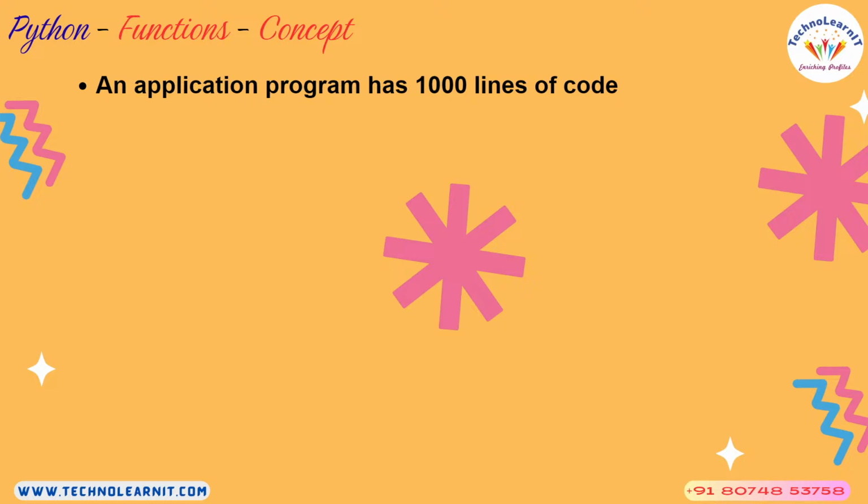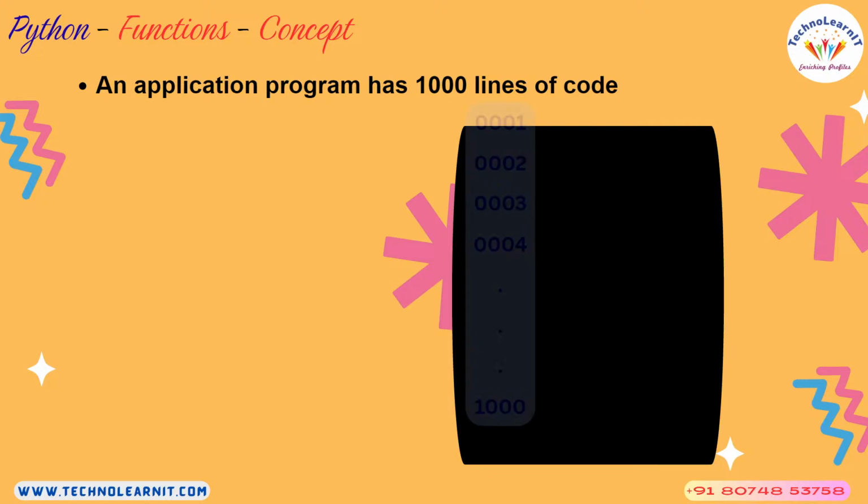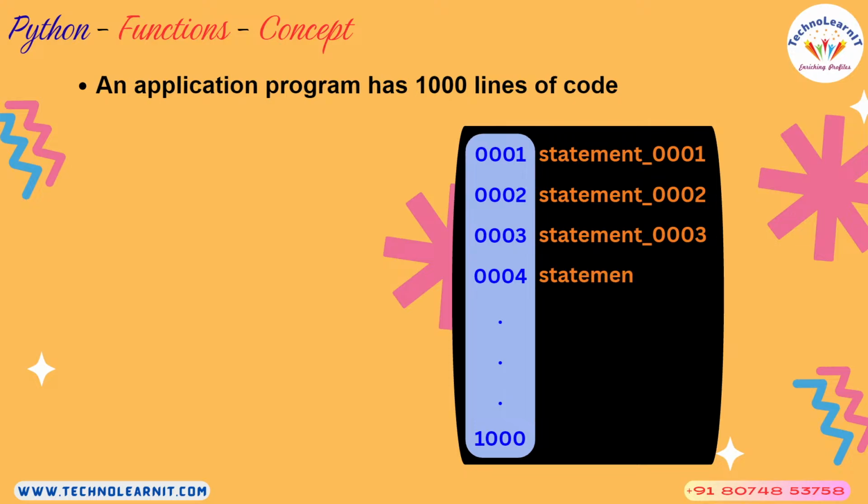So, assume that we have some application or a program which has 1,000 lines of code. What if we have 1,000 lines of code? What's the problem with it? So, assume that your code is like this. You have all the statements, some Python statements.